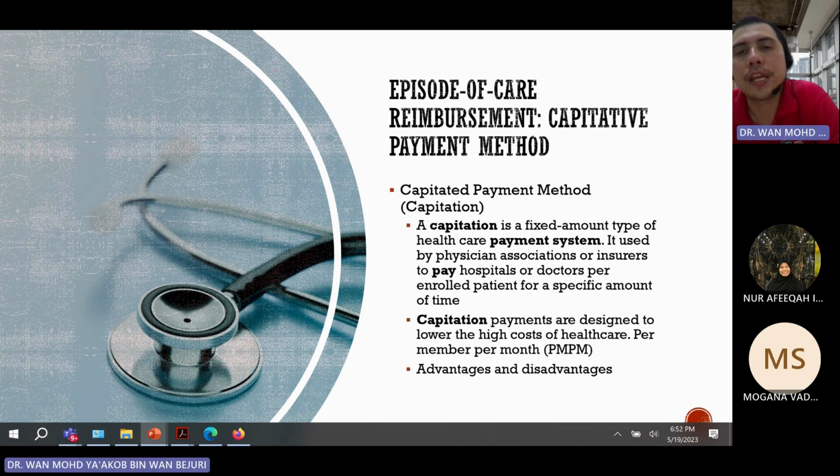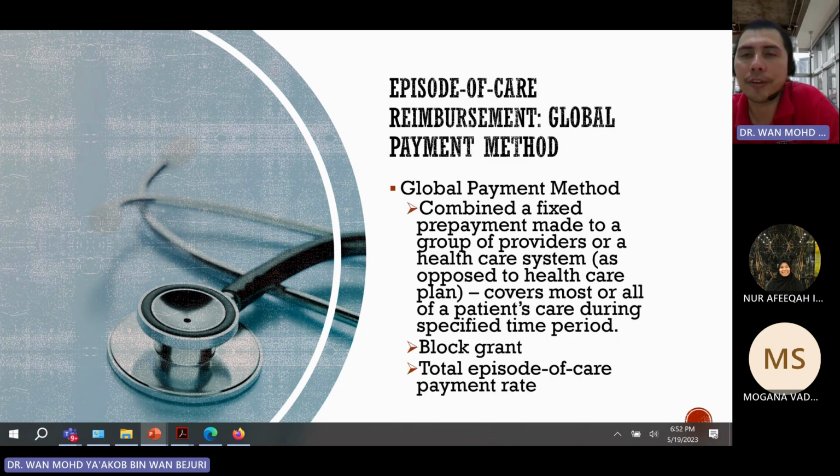Okay. So next is capitation payment method. Capitation payment method is basically one kind of technique in episode of care reimbursement. Capitation is a fixed amount type of healthcare payment system. It is used by an insurer to pay a hospital or doctor per enrolled patient for a specific amount of time. Capitation payments are designed to lower the high cost of healthcare. So it can be per member per month. Basically there are advantages and disadvantages to it.